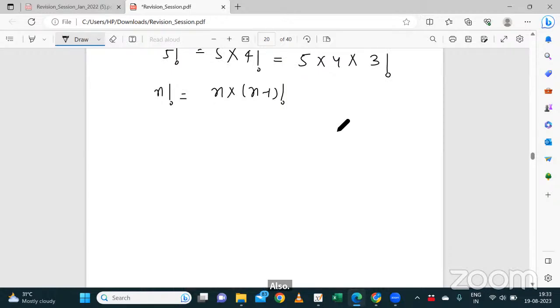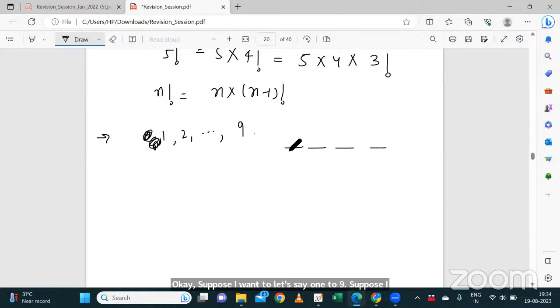Okay, let me create a scenario. Suppose I have digits 0, 1, 2 up to 9. For example, let's say 1 to 9 instead. Suppose I want to create a 4-digit password, with repetition.